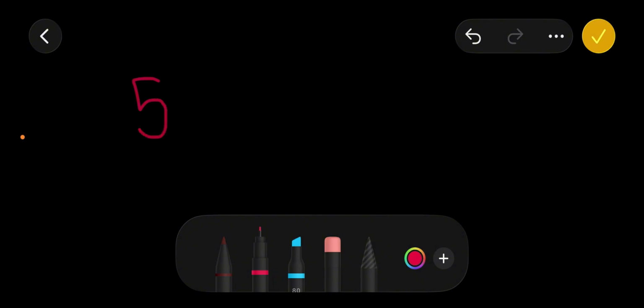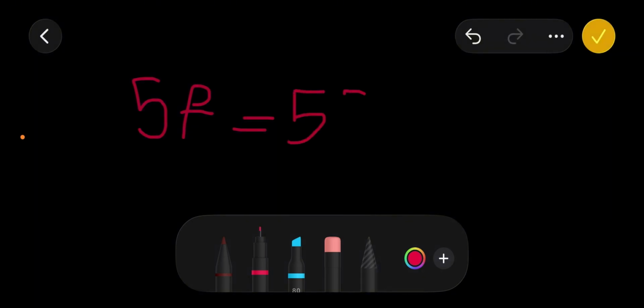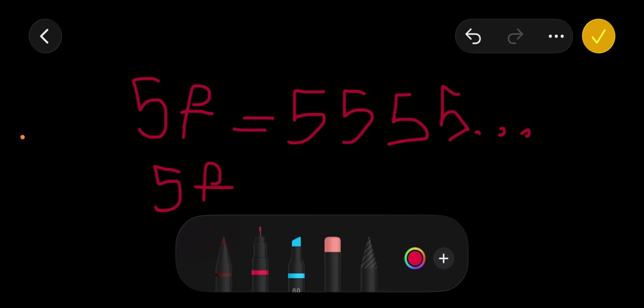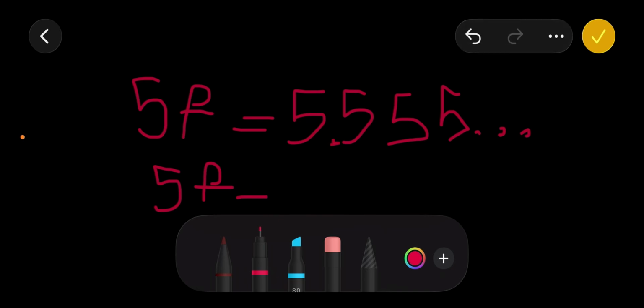Let's say we have 5p. So 5p is 5, 5, 5, 5, and forever. It's basically like an infinite symbol. But something you don't want to do is 5p equals 5.55555, because that is not true. Remember, you do not ever want to add a decimal. To make the number truly infinite, you have to just repeat the digits.